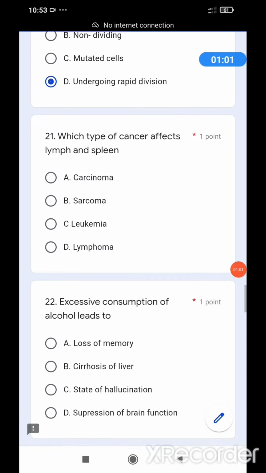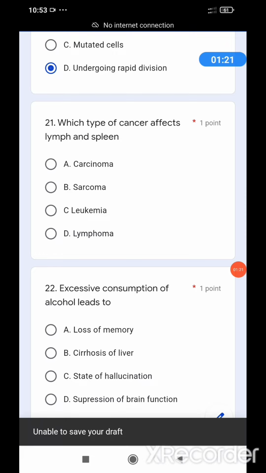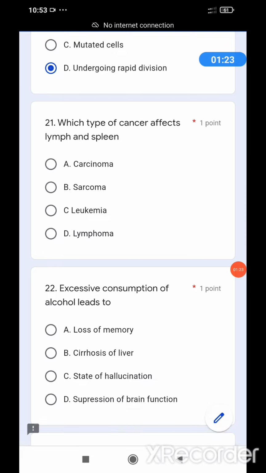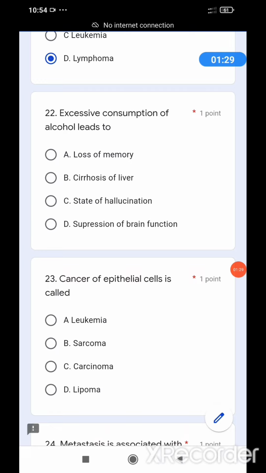21. Which type of cancer affects lymph nodes and spleen? Lymphoma.